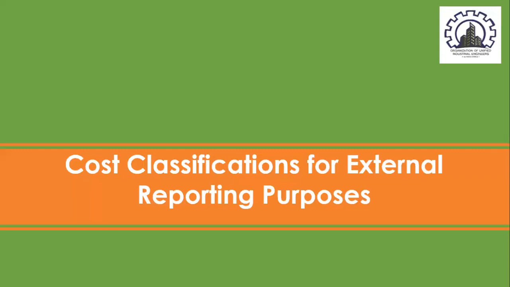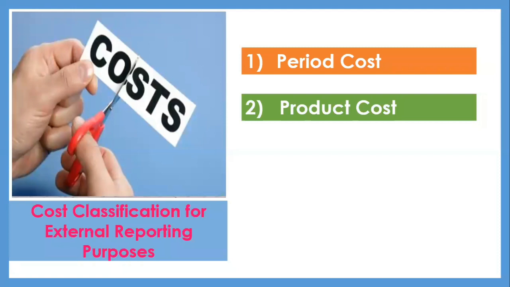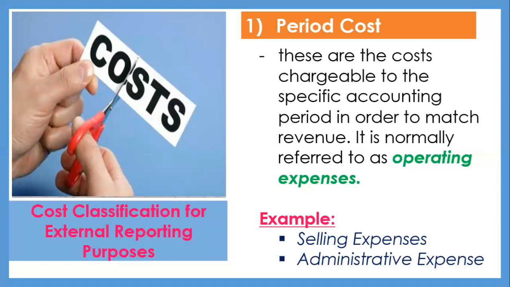The next key area that I'm going to be discussing right now is cost classifications for external reporting purposes. Under this classification, there are two types. First, we have period cost, and second, we have product cost. Now, what's the difference between the two? Period costs are the costs chargeable to the specific accounting period in order to match revenue. It is normally referred to as operating expenses.